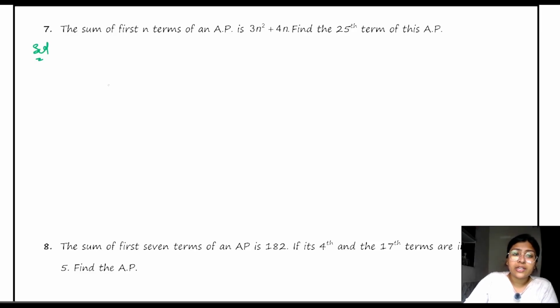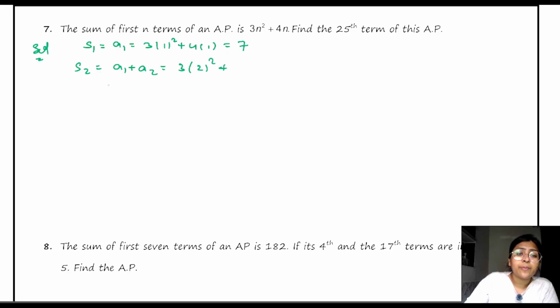The sum of first n terms is given as 3n square plus 4n. By putting the values of n, we can find out the first term, second term, third term. By putting S1 is equals to A1. So the S1 value will be 3 into 1 square plus 4 into 1. It is going to be 7. S2 is equals to A1 plus A2 is equals to 3 into 2 square plus 4 into 2.